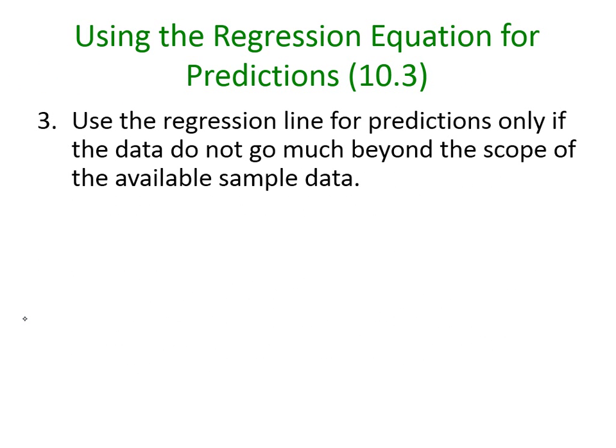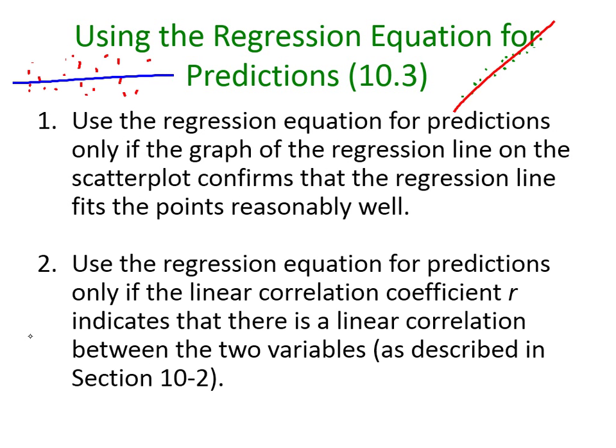Use the regression line for predictions only if the data do not go much beyond the scope of the available sample data. So if I was looking at this data here, and I was trying to make a prediction for stuff within this range here, I can definitely use my line as a good predictor. I can even go a little bit beyond. I can assume that we're going to continue these patterns for a little bit longer. I can't go way beyond. I could not figure out what it is when X is way down here. That won't probably be a good predictor.